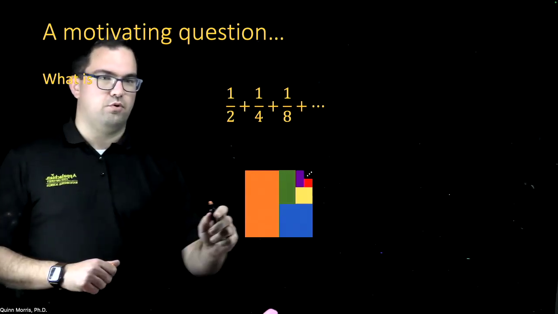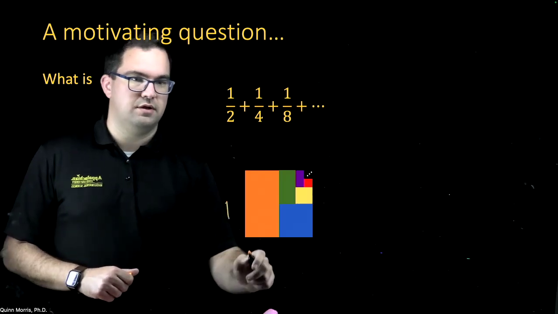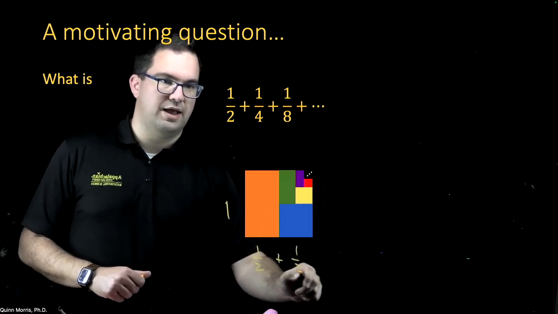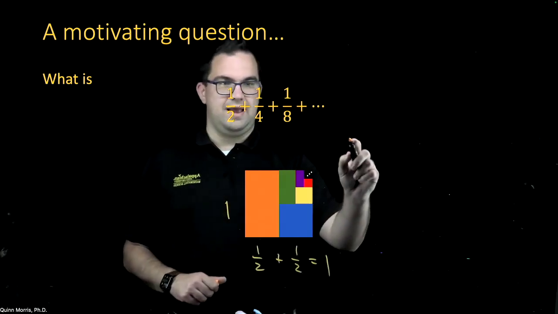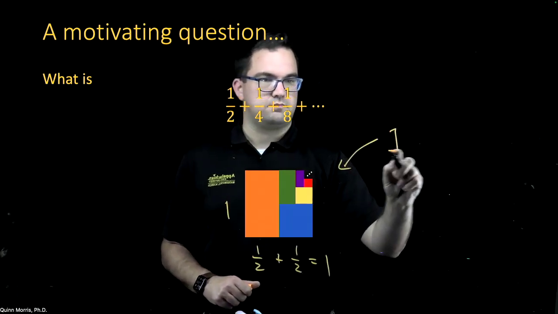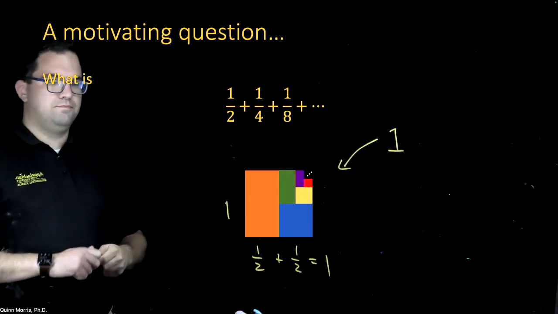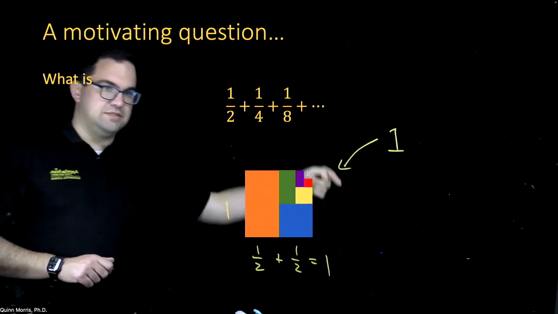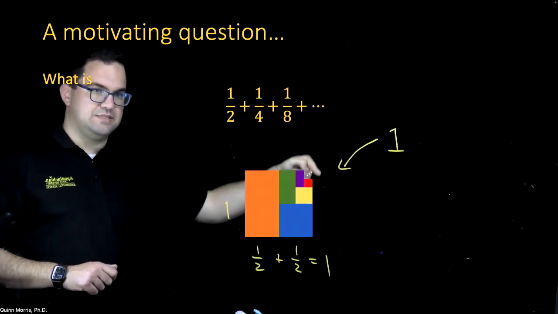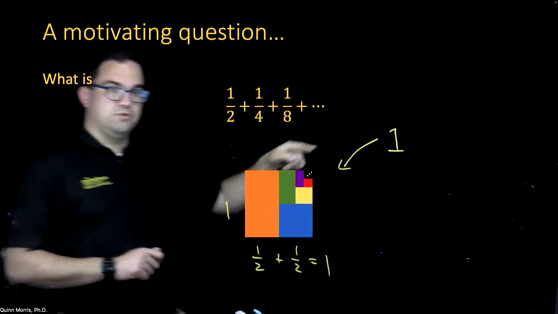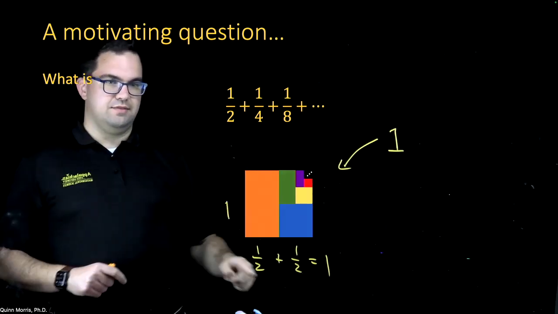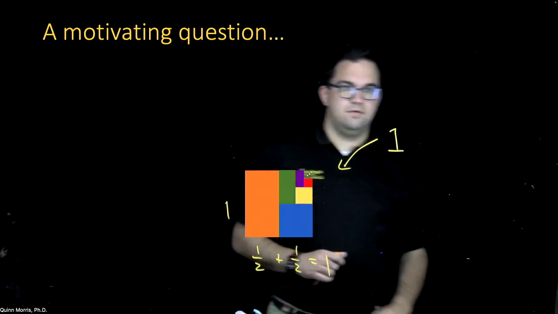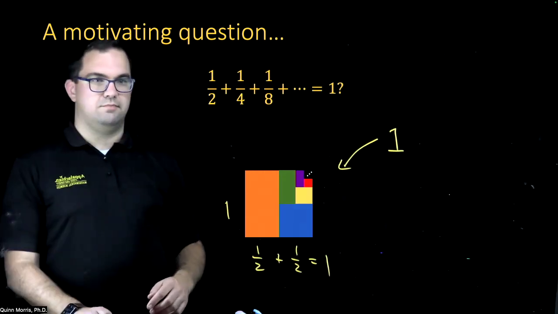Well, if you remember back to before, this had height 1. Each of these had base 1/2. So the total base here is 1/2 plus 1/2, or 1. And so the total area of this figure should be 1. So it seems like if I take a half and a fourth and an eighth and a 16th and a 32nd and a 64th and a 128th and 256th and so on and so on, and rearrange them, I get this figure, which has area 1. So it looks like this ought to sum to 1.